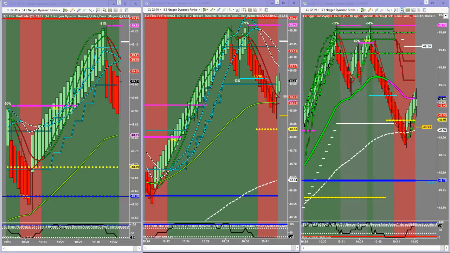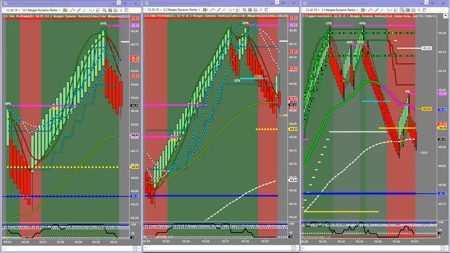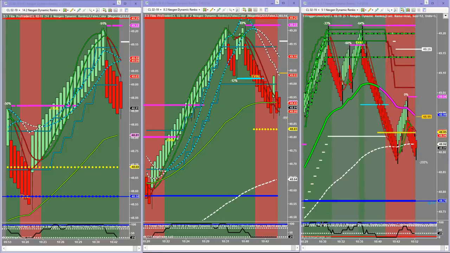And again, 10 tick stop and 20 tick target. Obviously, Fibonacci support down there at 48.78 is kind of calling on the 5-1 chart, isn't it?